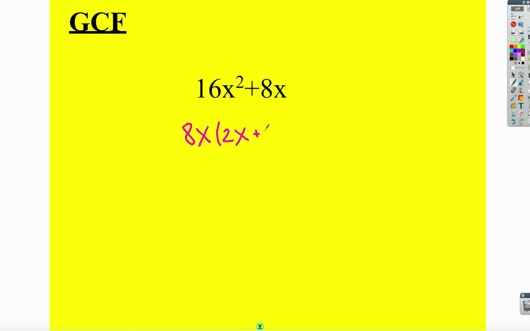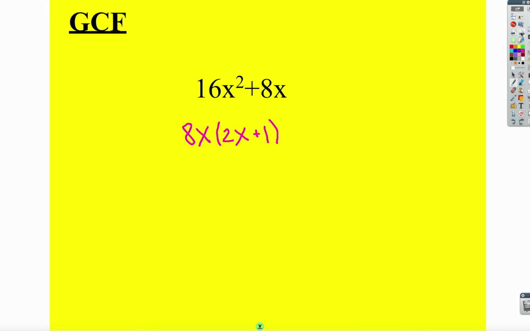One way to check your answer is to distribute, and if I were to distribute, I would get 16x squared plus 8x, which is right where I started. And then I also check to make sure what I have in parentheses has no more common factors. It does not, so that problem is complete.